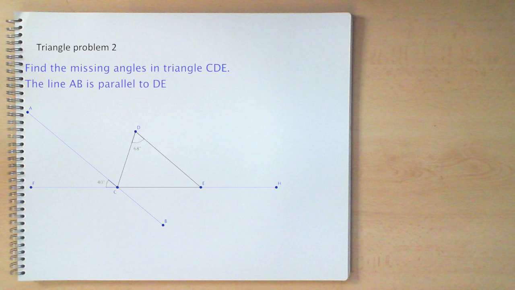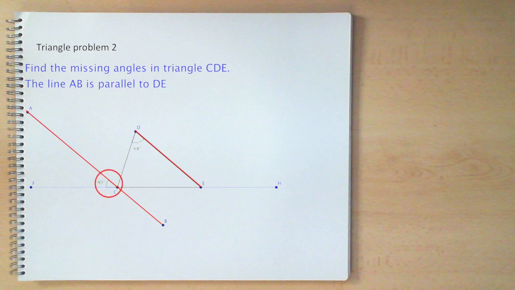Okay, here's our next problem. This is more complicated. Again, we've got a triangle sat on a straight line. We've also got another line where we're given one angle. So we've got a 40 degree angle, we've got angle D in our triangle is 68 degrees, and angle E is unknown. And we're told that the two lines AB and DE are parallel.